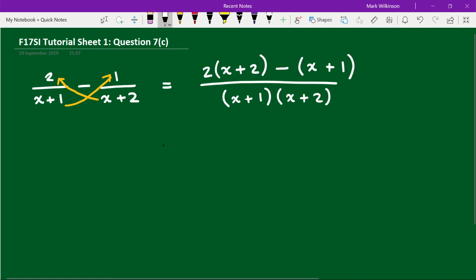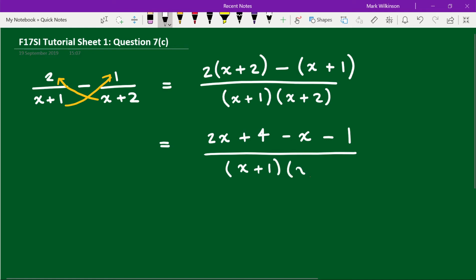Okay, let's expand. First of all, what's on the top? Breaking brackets on the top, we have 2x plus 4. And then breaking the second bracket, that gives us negative x and negative 1. And that's all upon x plus 1 into x plus 2. And that is equal to, just gathering like terms, 2x minus x is x, and 4 minus 1 is 3.